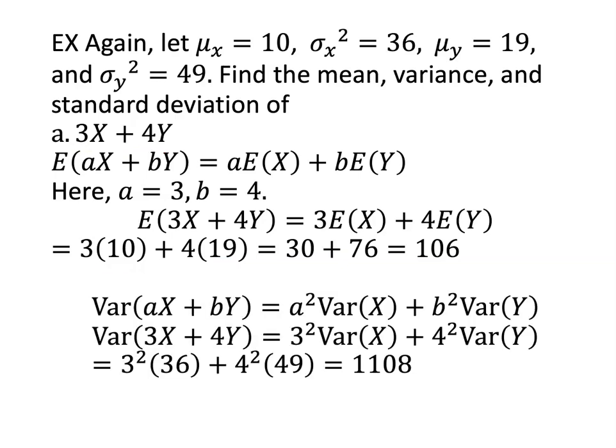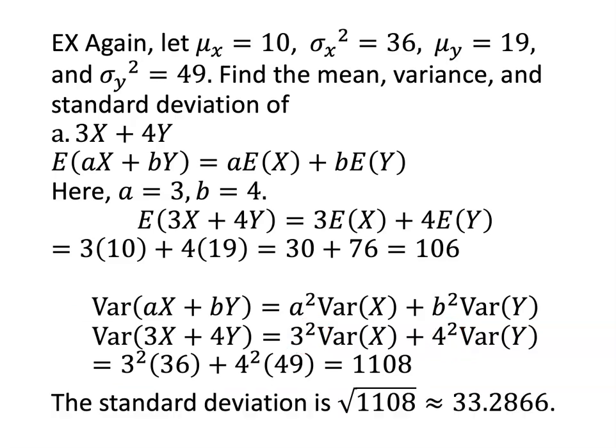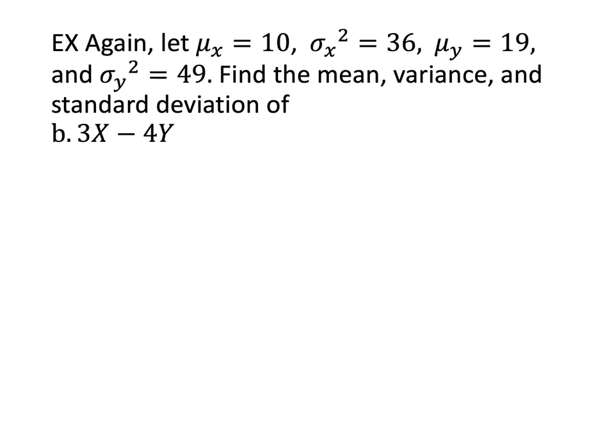The variance of ax plus by, we've got this formula here. So the variance of 3x plus 4y is going to be 3 squared, again a is 3, times the variance of x, plus 4 squared, b is 4, times the variance of y. In other words, it's 3 squared times 36 plus 4 squared times 49, which turns out to be 1108. The standard deviation is the square root of 1108, which is roughly 33.2866.